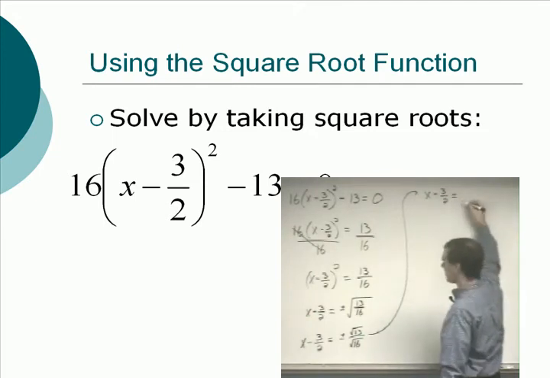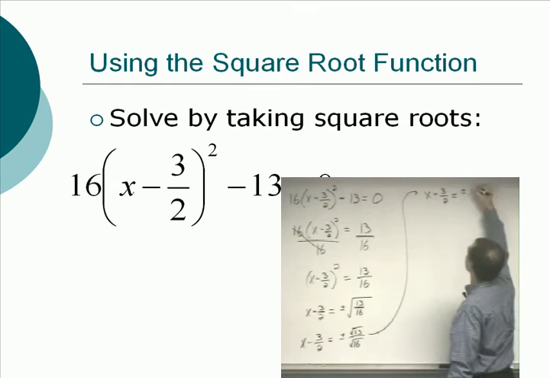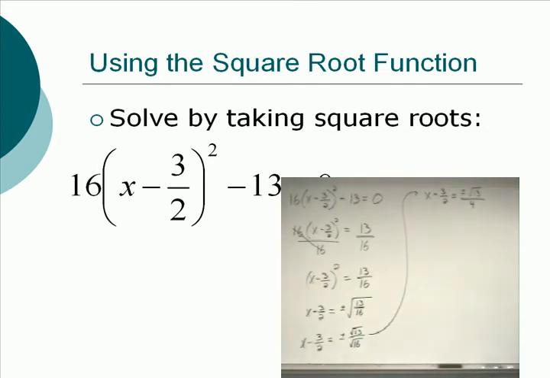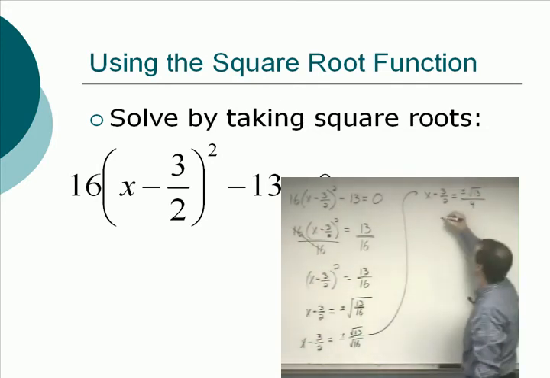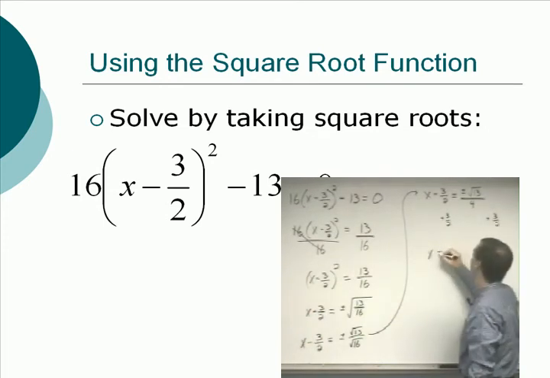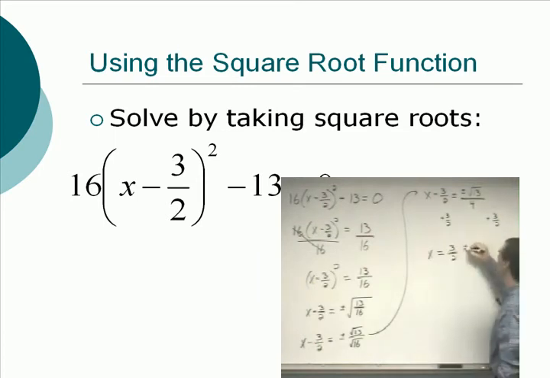Which is the same as plus or minus the square root of 13 over the square root of 16, which is 4. Add those 3 halves. So plus 3 halves, plus 3 halves. And so we got x equals 3 halves plus or minus the square root of 13 over 4.